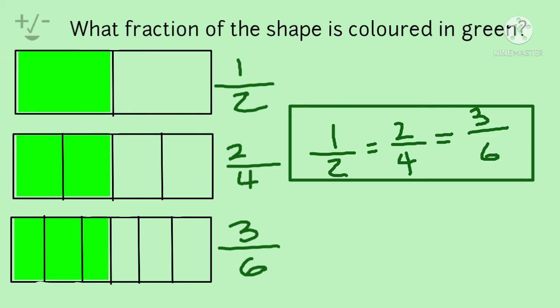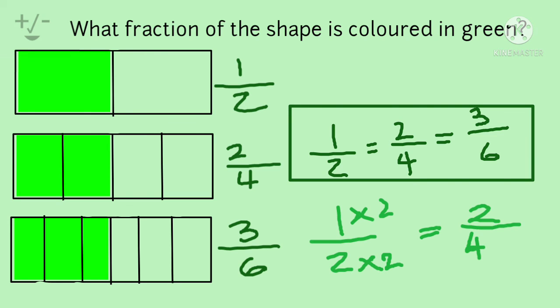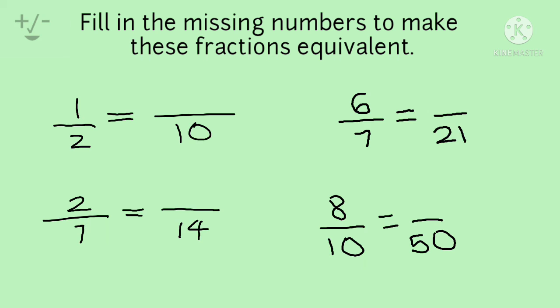You can get equivalent fractions by multiplying the numerator and the denominator of a certain fraction by the same number. Let's take 1 over 2 as an example. If you multiply 1, which is the numerator, by 2, and 2, which is the denominator, by 2, you get your answer as 2 over 4. This is why 1/2 and 2/4 are equivalent fractions.